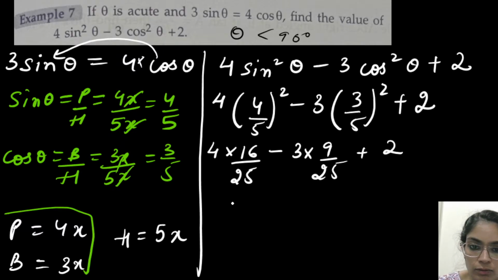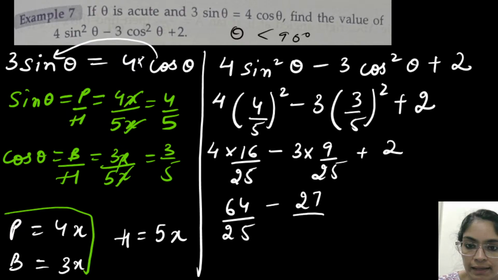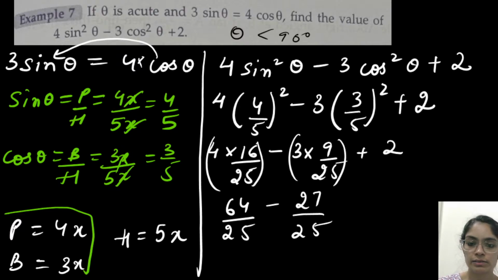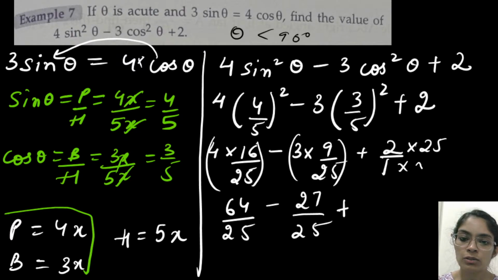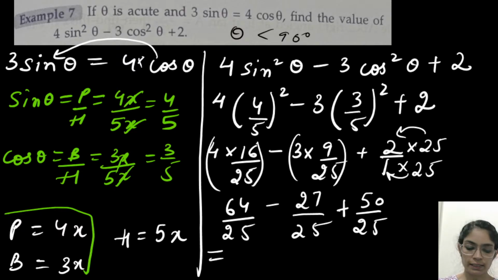Now let's multiply these also. So 64 by 25 minus 27 by 25. So only multiplication, because multiplication we have to do first before addition or subtraction as per BODMAS rule. Plus 2. See, 2 by 1 it is. So here fractions are getting added or subtracted. Whenever fractions are getting added or subtracted, we have to make the denominator same. So here denominator should be 25. So this I am just multiplying with 25 up and down. So 2 into 25 is 50, 50 by 25. So what is the final answer we will get?